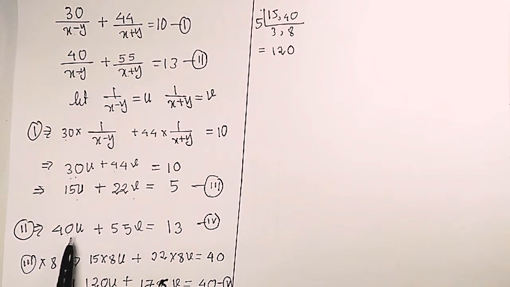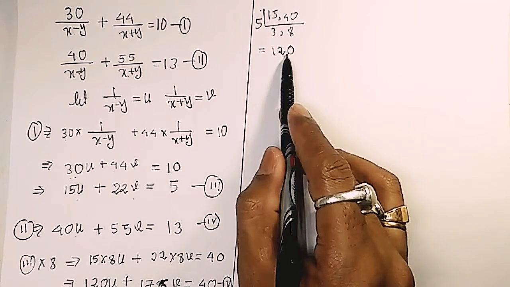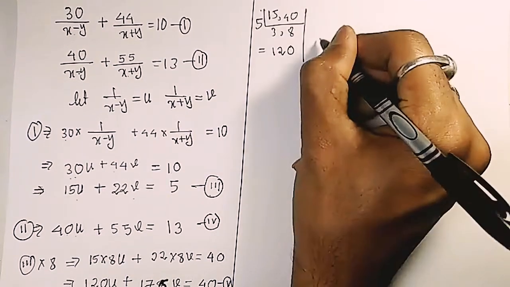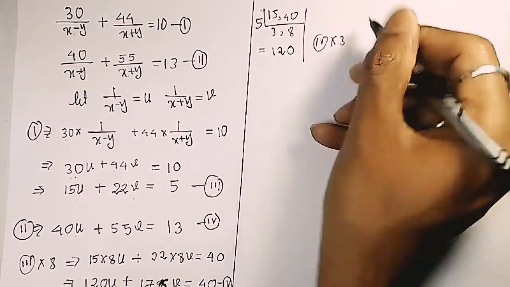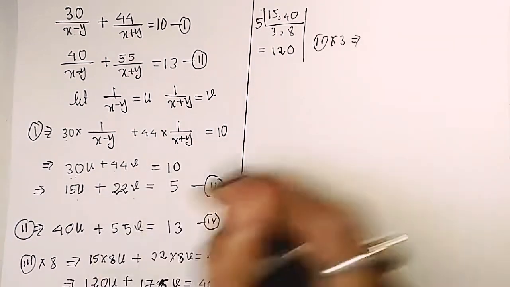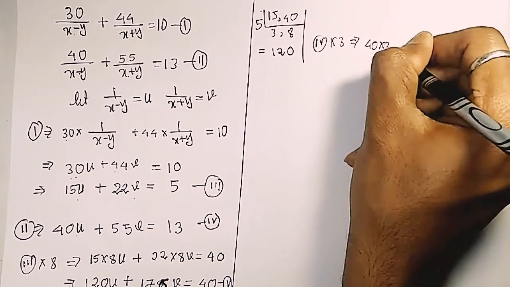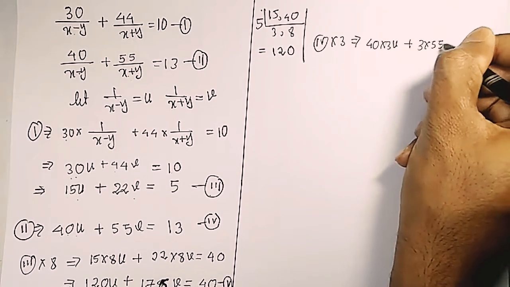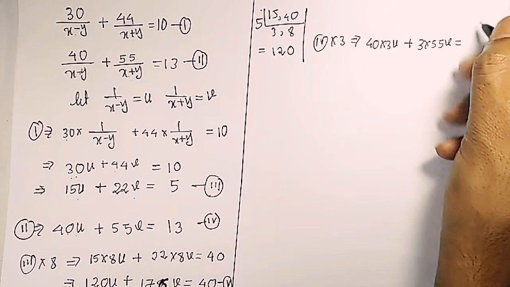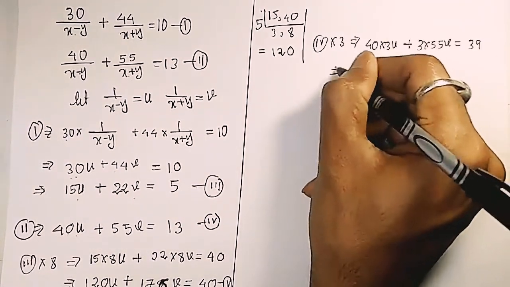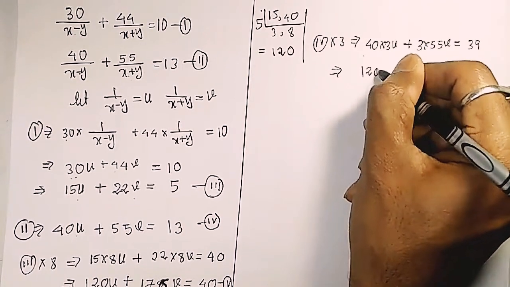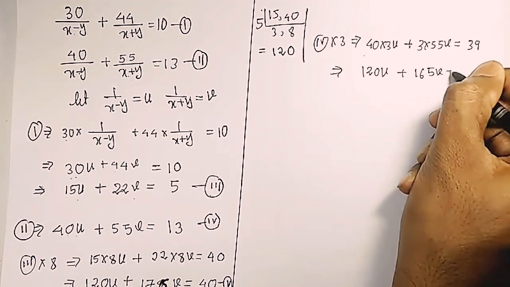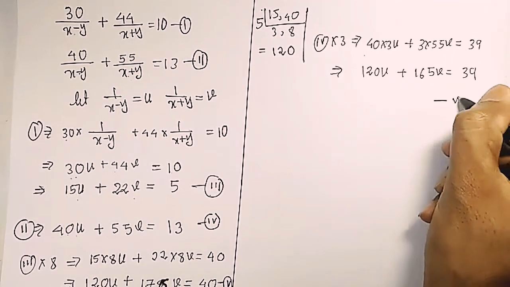In equation 4, the coefficient of u is 40 and the LCM is 120, so we should multiply by 3. So equation 4 into 3: 40 into 3u plus 3 into 55v equals 3 into 13, which is 39. So it implies 120u plus 165v equals 39. Call this equation 6.